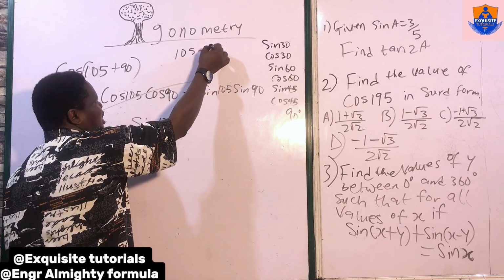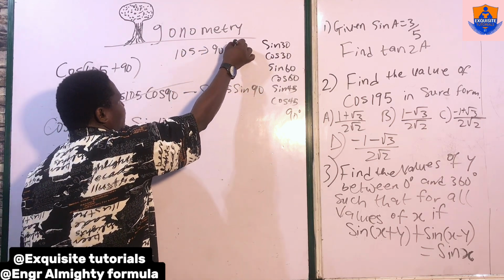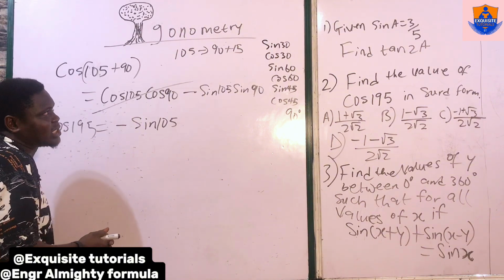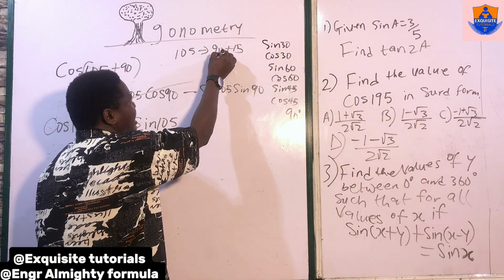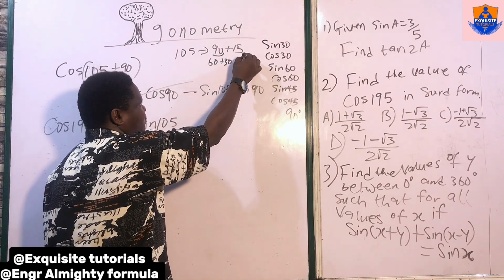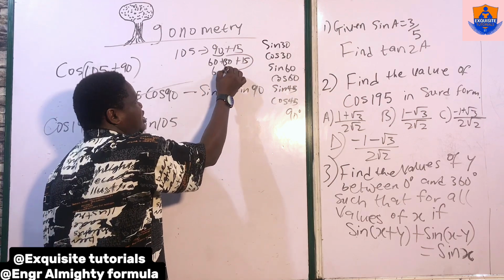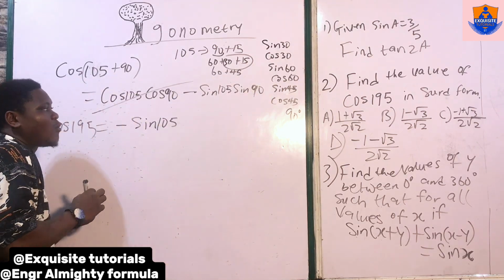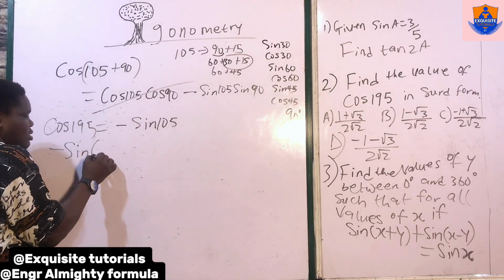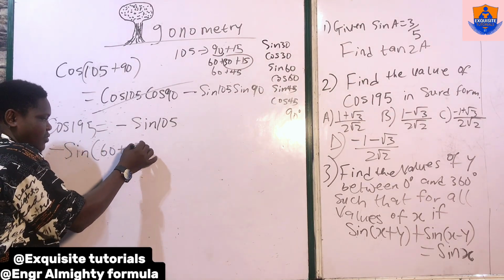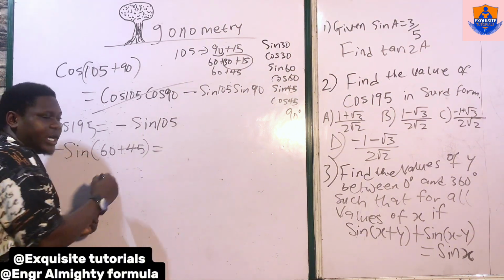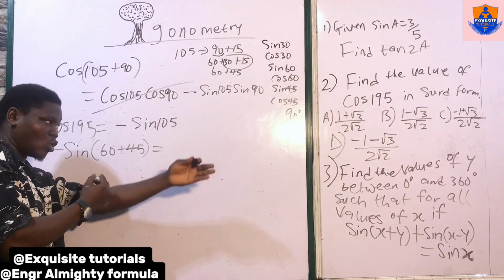So let's also break this down. 105 is the same thing as 90 plus 15 degree. We agree on that. Or we can say this is the same thing as 60 plus 30 plus 15. So we can add this together. We have 60 plus 45. So I can make 105 as 60 plus 45. So what will be sine of 60 plus 45? Remember for sine we said it is sine cos, then cos sine, the same.